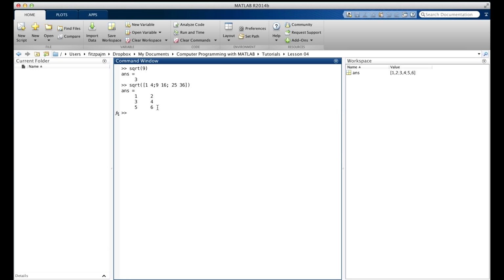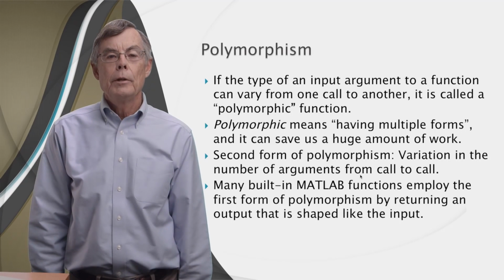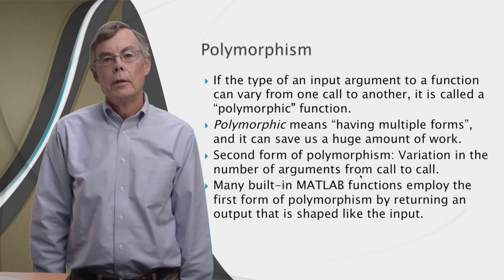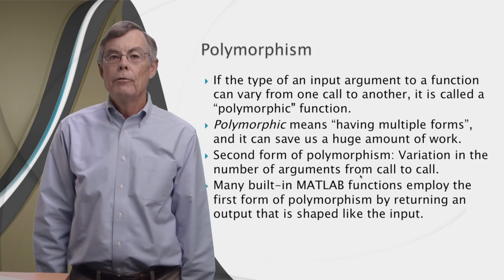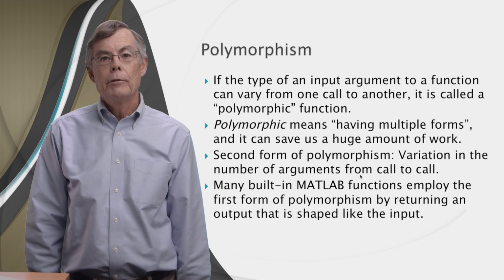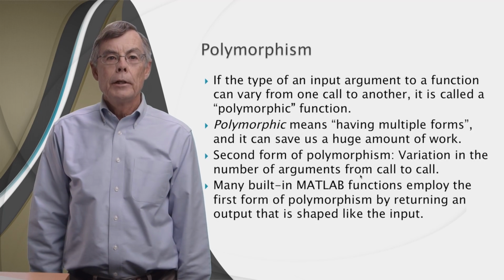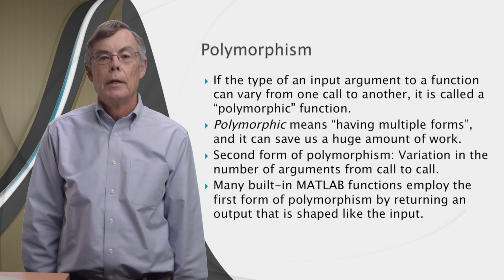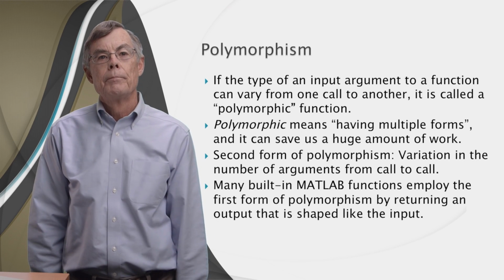It's polymorphism. If the type of an input argument to a function can vary from one call of the function to another, it's called a polymorphic function. Polymorphic means having multiple forms, and polymorphism is a powerful feature because it allows one function to handle a huge variety of inputs, which can save us a huge amount of work because we avoid having to write a huge variety of functions. Furthermore, as we'll see, not only can the type of the input arguments vary, but the number of arguments can vary as well. And we can make the function's behavior change when the type or number of arguments changes.